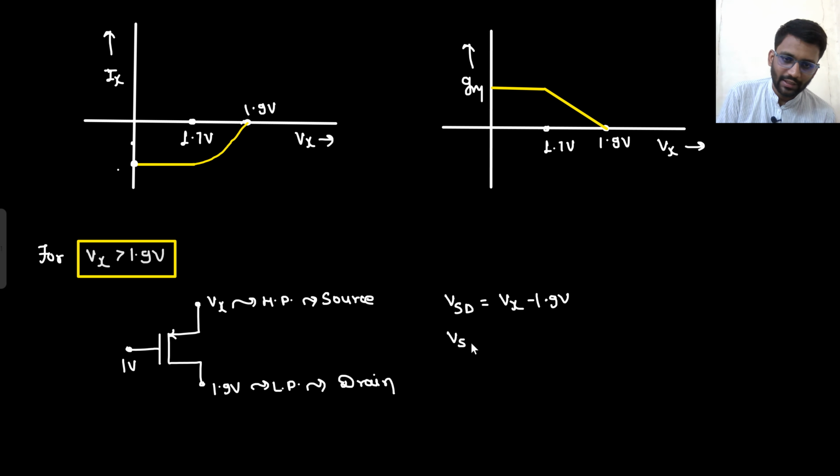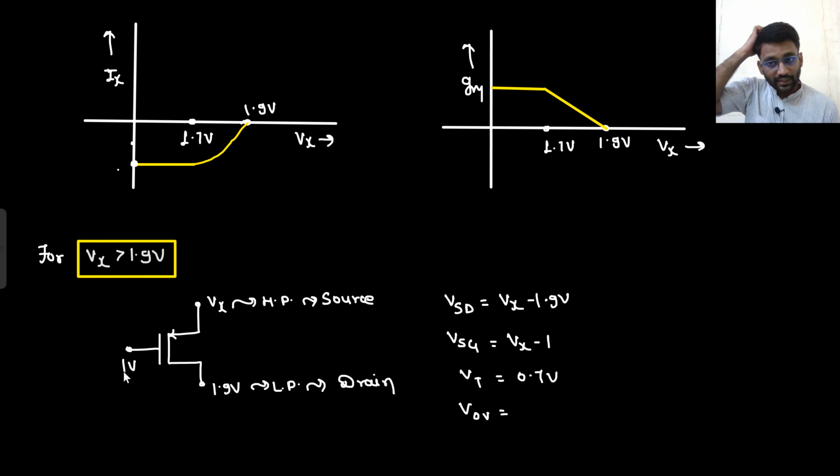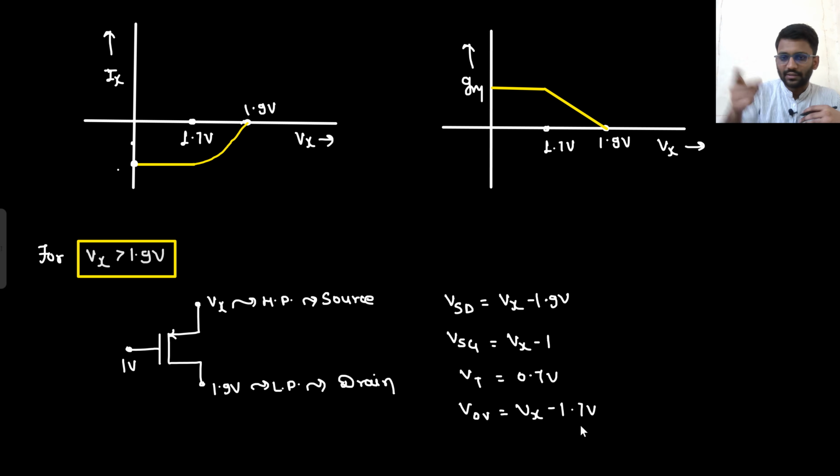What would be your VSG value? That would be Vx minus 1. What would be your Vt value? That would be 0.7 volt. So what will be your V overdrive value? V overdrive would be VSG minus Vt. Everything is correct. VSG is Vx minus 1, Vt is 0.7. So V overdrive would be Vx minus 1.7. And VSD is Vx minus 1.9.